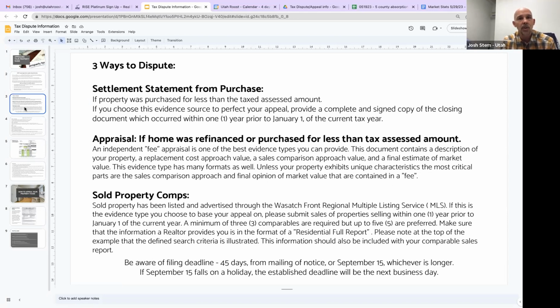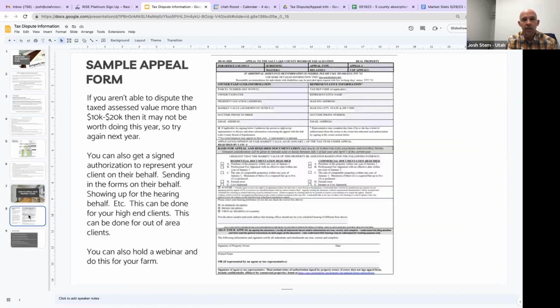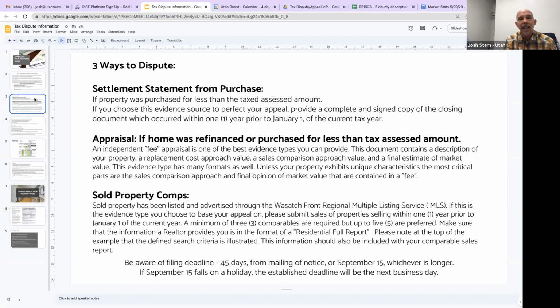So if somebody bought a house since 2022 for less than what they were getting on the tax assessed value, they could literally just turn in a copy of their fully signed settlement statement from purchase along with the appeals form, which we'll get to in a moment. There's the appeals form. They could actually just turn that in, send it in, and that's usually good enough.